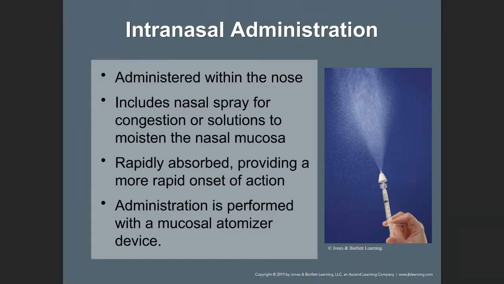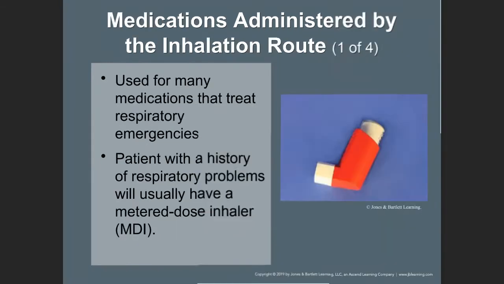Administered within the nose includes nasal spray for congestion or solutions to moisten the nasal mucosa, rapidly absorbed, providing a more rapid onset of action. Administration is performed with a mucosal atomizer device.